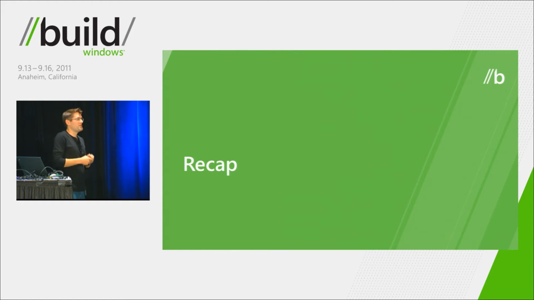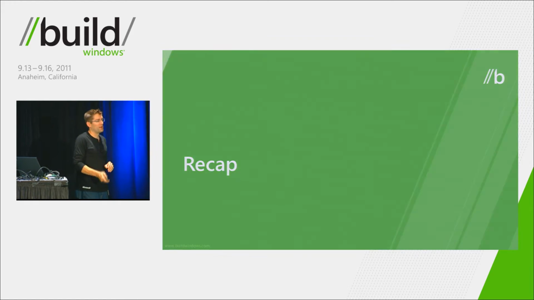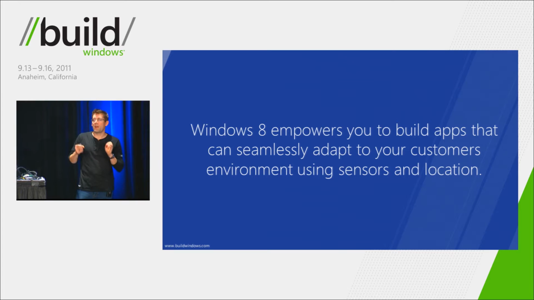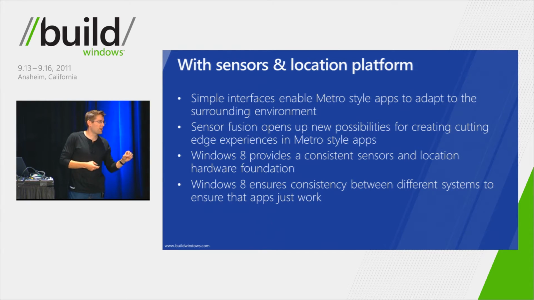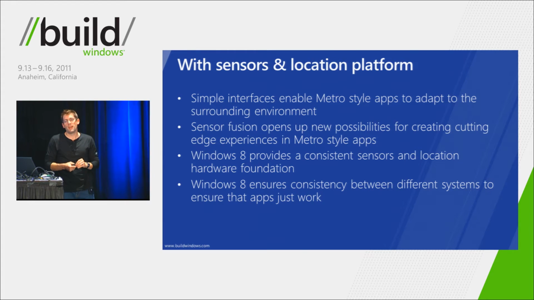So, lots of information. I just want to recap real quick here. Windows 8 empowers you to build applications that can seamlessly adapt to your customer's environment using sensors and location. And this is possible because Windows 8 provides the simple APIs in the Windows runtime that your app can leverage to model basic scenarios, intermediate scenarios, and also tap into the full power of sensor fusion.